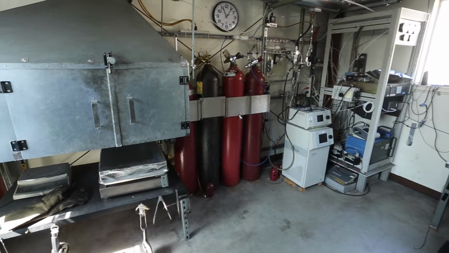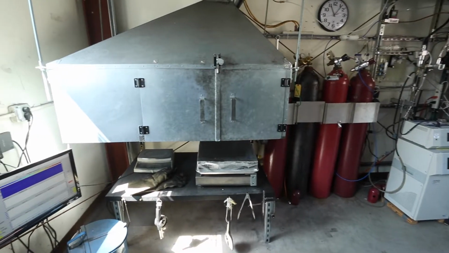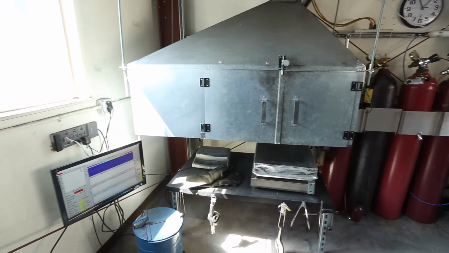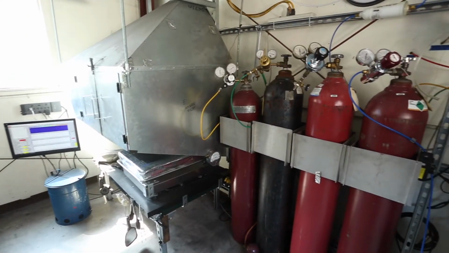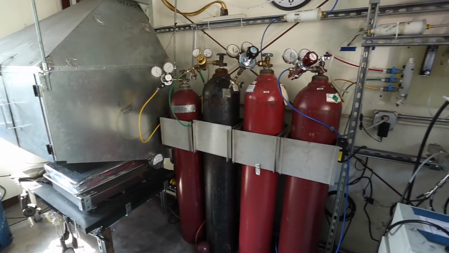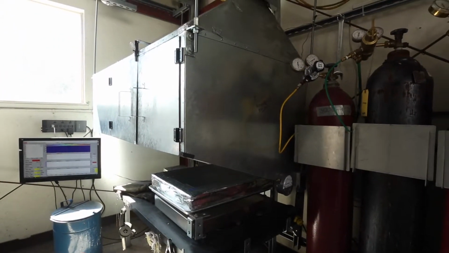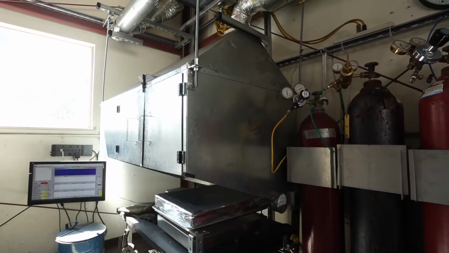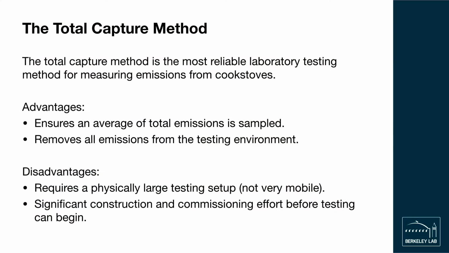In a laboratory cookstove testing system, a hood enables the total capture method. The total capture method captures all emissions from a cookstove, then mixes those emissions with ambient air before sampling. The total capture method is in contrast to partial capture methods. Partial capture methods do not capture the entire emission plume and instead use a mass balance of an elemental tracer, typically carbon, to back calculate total emissions. However, the total capture method is highly preferred as the most reliable and repeatable way to perform laboratory cookstove testing.